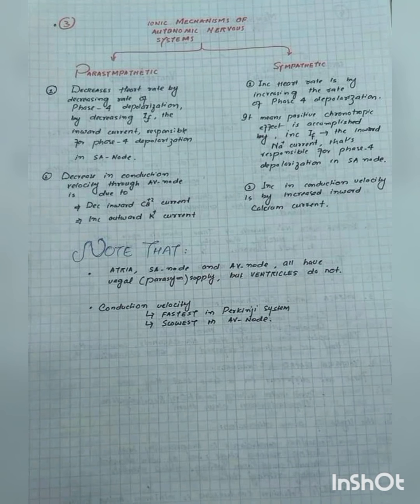Now the ionic mechanism of the autonomic nervous system. First of all, parasympathetic decreases heart rate by decreasing the rate of phase 4 depolarization, by decreasing If, the inward current responsible for phase 4 depolarization in the SA node.